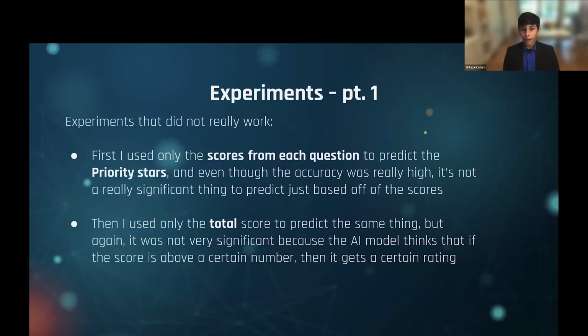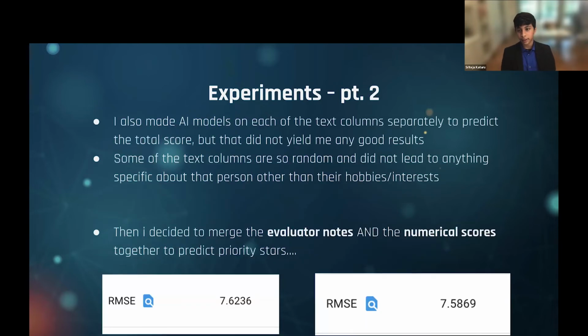And then I also made AI models on each of the text columns separately to predict the total score, but that did not yield any good results. As you see, the RMSE is a high number, which basically states the error. And then I decided to merge the evaluator notes and the numerical scores together to predict how many priority stars that person is likely to be given.